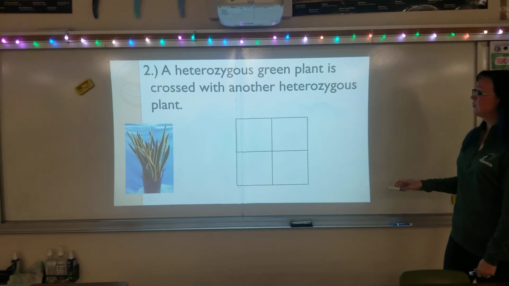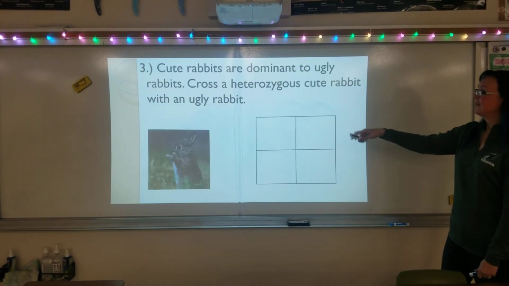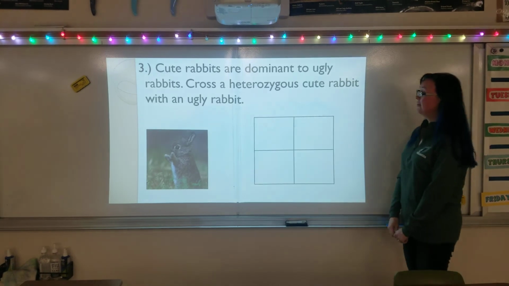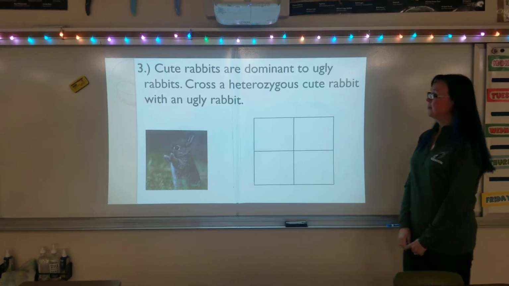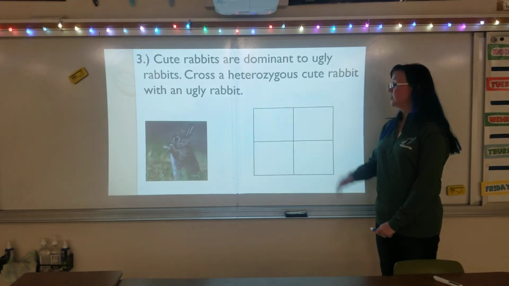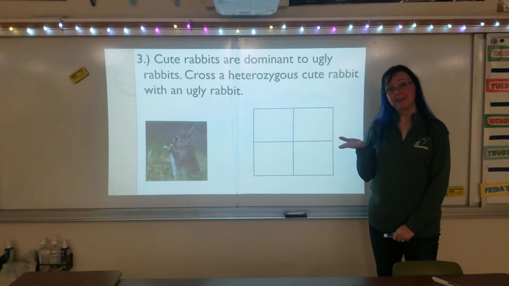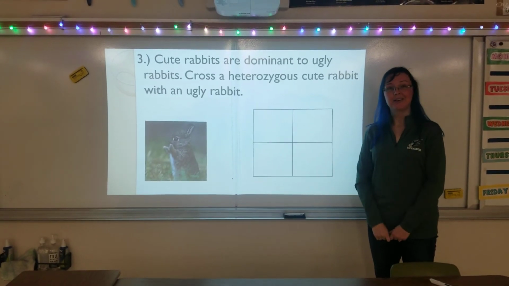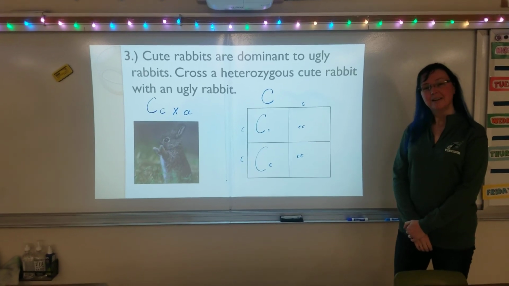All right, number 3. Cute rabbits are dominant to ugly rabbits. Cross a heterozygous cute rabbit with an ugly rabbit. So again, figure out what your cross is going to be, put it into your Punnett square, pause the video here, and when you come back, you can check your answer. All right, welcome back.